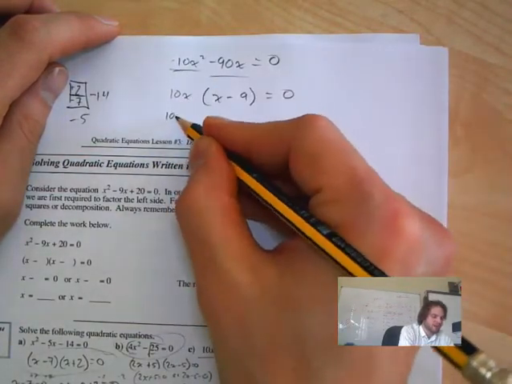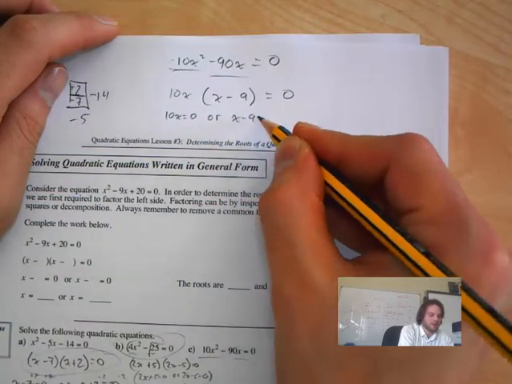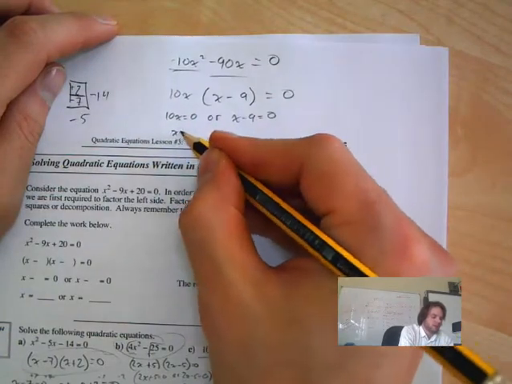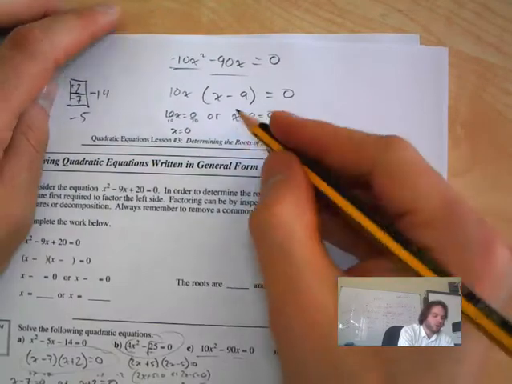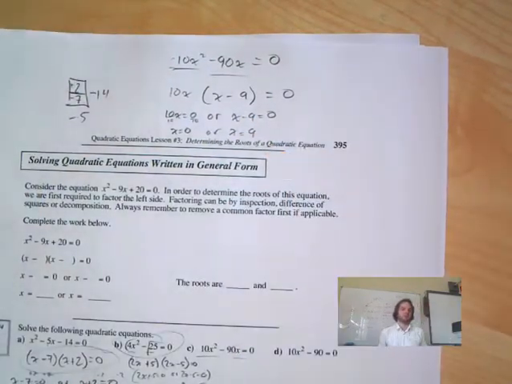So I could have 10x is equal to 0, or x minus 9 is equal to 0. Well, I solve for this. x could be equal to 0. Divide both by 10. 0 over 10 is 0. Or x could be equal to 9. So those are my two answers for that one.